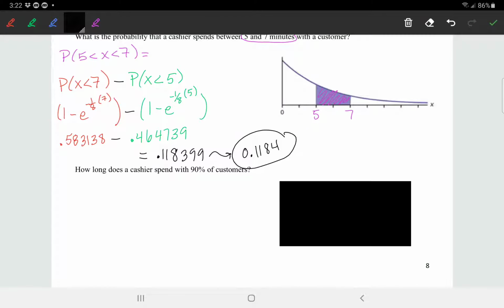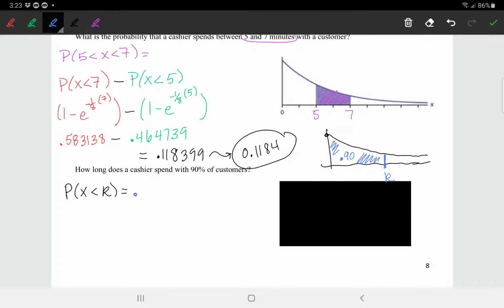Okay, lastly, we're looking for how long a cashier spends with 90% of the customers. So something has gone wrong with the diagram here, but we can just draw it again. Here's our exponential distribution. We are going to be looking for some constant here such that 90% of the values fall below that. Alright, so how do we find that? Well, what do we want? We want the probability that x is less than this constant is equal to 90%. Or remember to change that to a decimal.